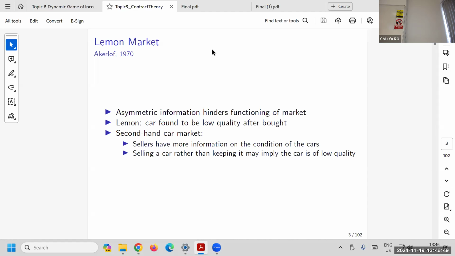And then the problem is information asymmetry. Selling it rather than keeping the car does imply that you value the car less than the price you'd like to sell at, right? It does say something, it sends some signal. So that is a problem here.